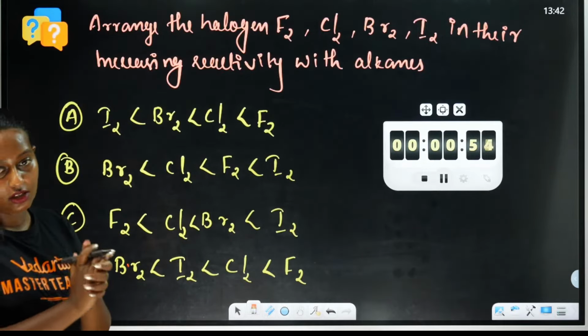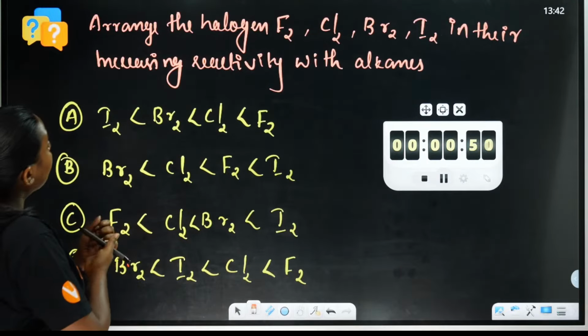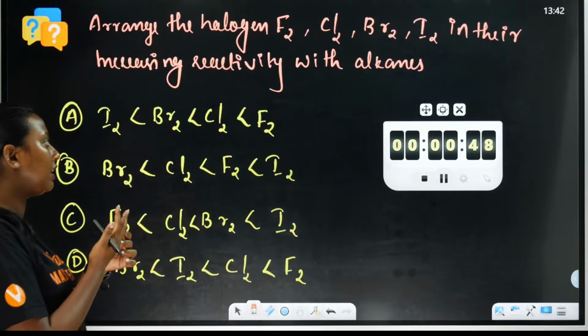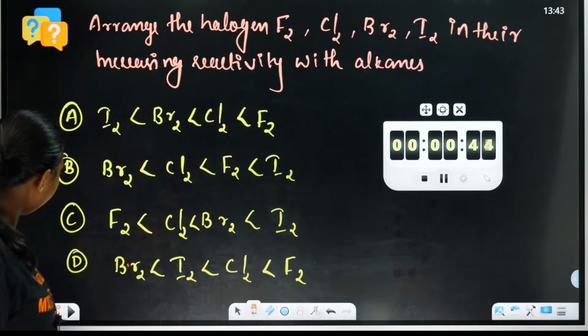Arrange the halogens fluorine, chlorine, bromine, iodine in their increasing reactivity with alkane.